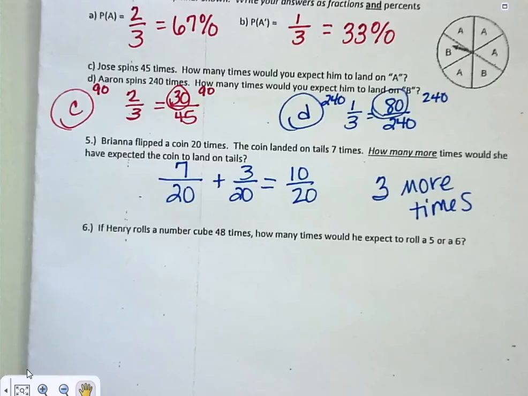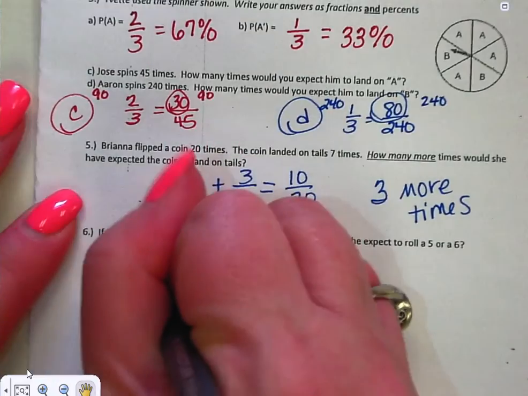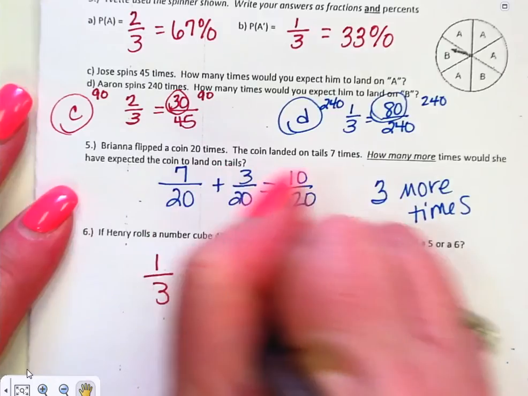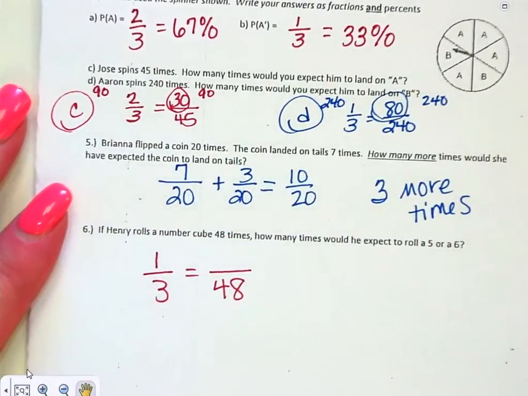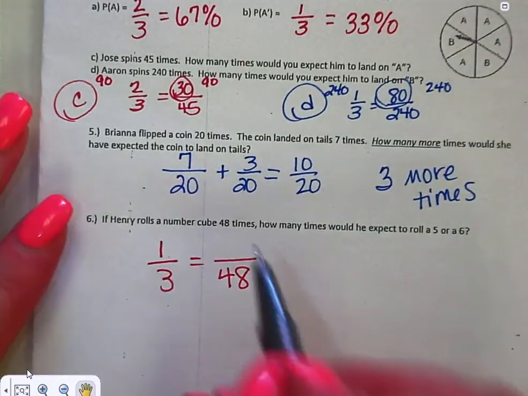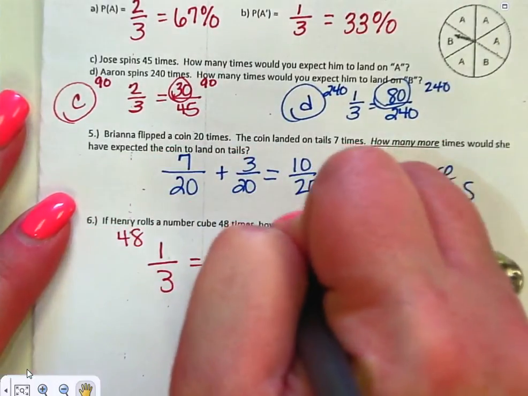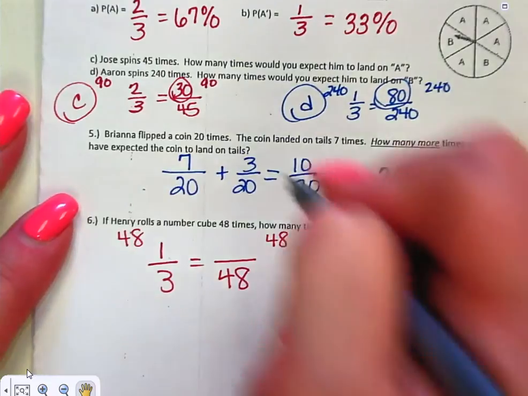Number 6, if Henry rolls a number cube 48 times, how many times would he expect to roll a 5 or 6? So, how many numbers are a 5 or a 6? 2 out of 6, and that simplifies to 1/3. So if he rolls 48 times, how many times should he land on a 5 or a 6? 1 times 48 is 48. 48 divided by 3, 16.